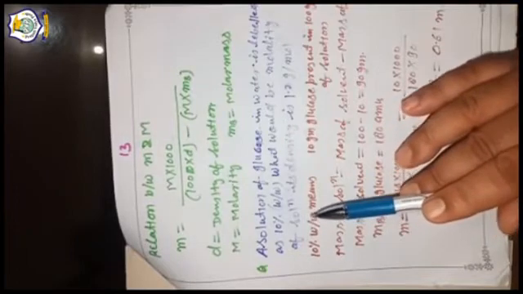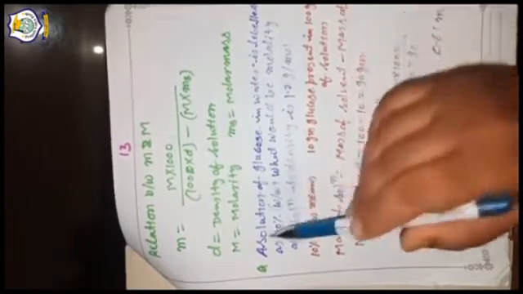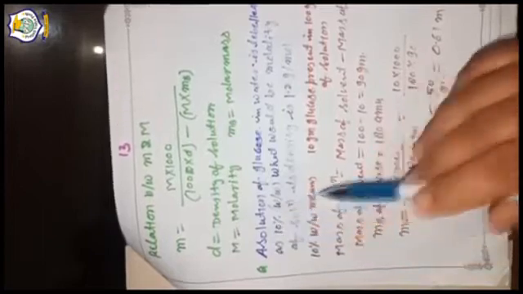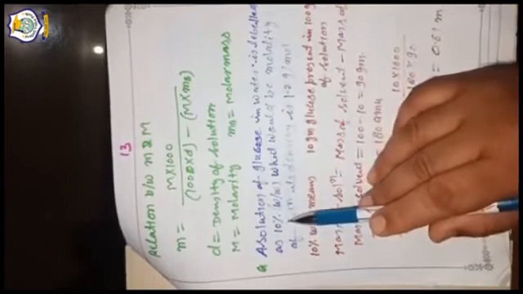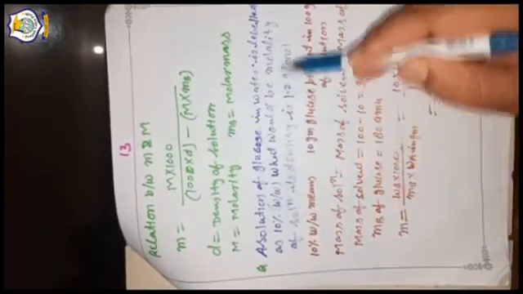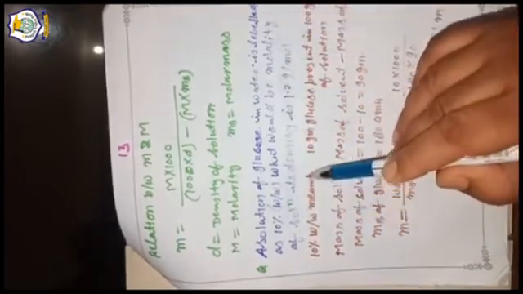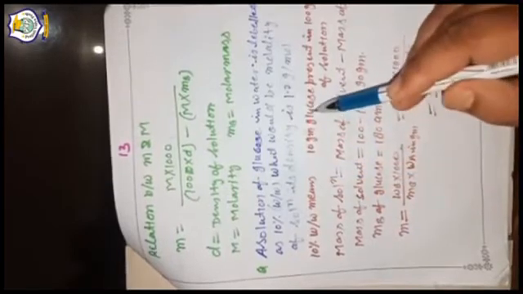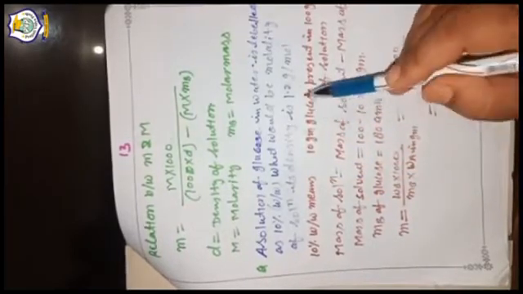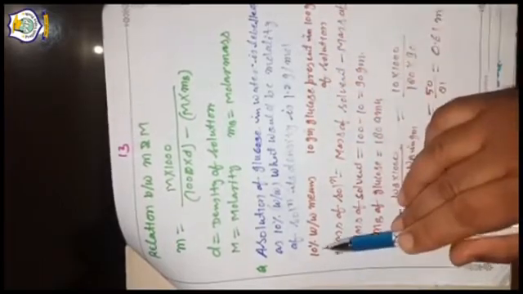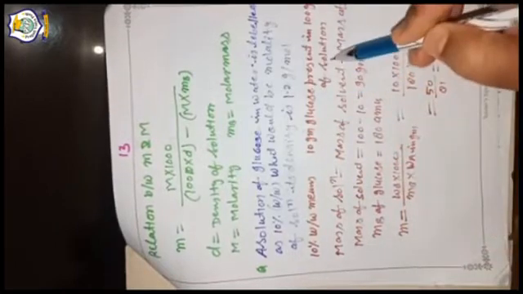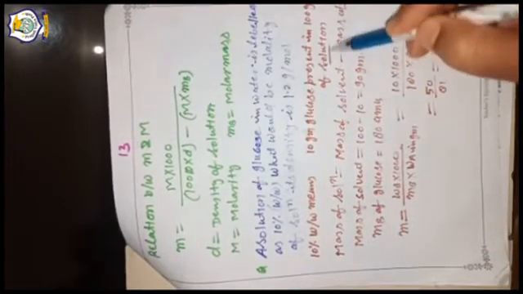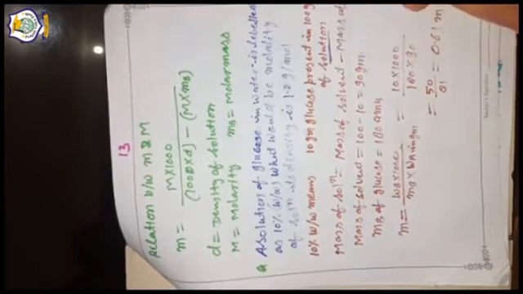Now let us solve some questions. A solution of glucose in water is labeled as 10% W/W. What would be the molality of the solution? Its density is 1.2 gram per ml. 10% W/W means 10 gram of glucose present in 100 gram of solution. That means the mass of solution is 100 gram.